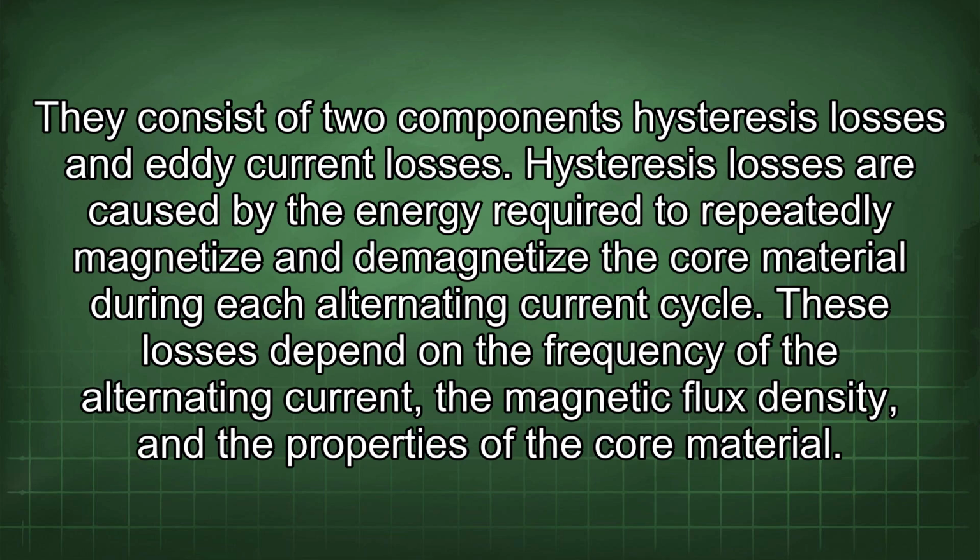Hysteresis losses are caused by the energy required to repeatedly magnetize and demagnetize the core material during each alternating current cycle. These losses depend on the frequency of the alternating current, the magnetic flux density, and the properties of the core material.